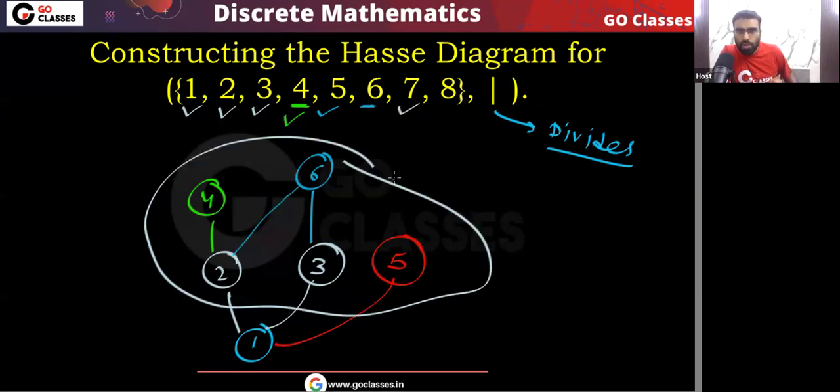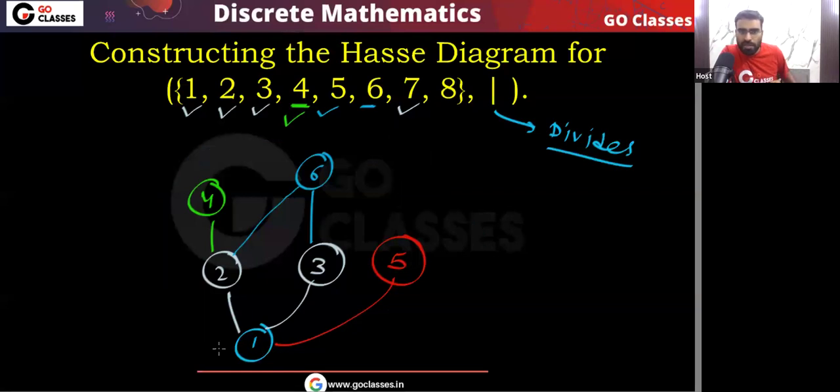Then where to put 7? These people, they do not divide 7. Yes or no? They do not divide 7. They are not related to 7. So I can put 7. For example, I can put 7 here. And where to put 8? You can see that 4 divides 8. That's it. So this is your Hasse diagram.